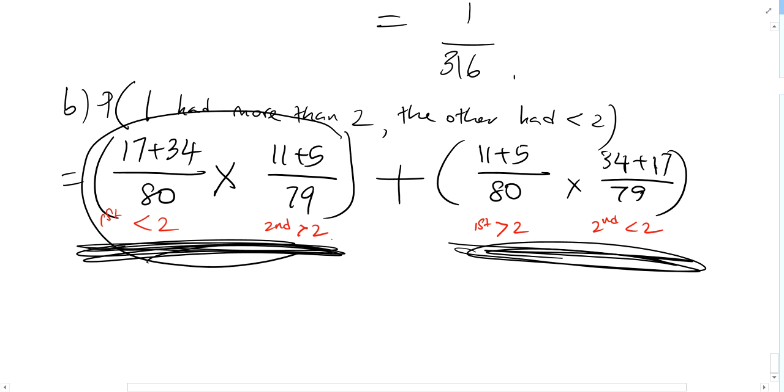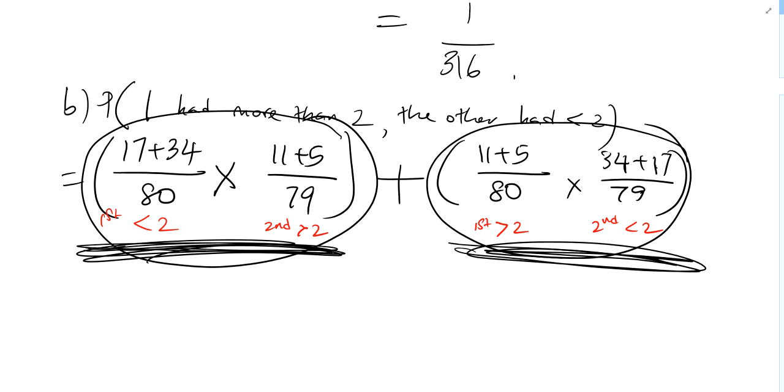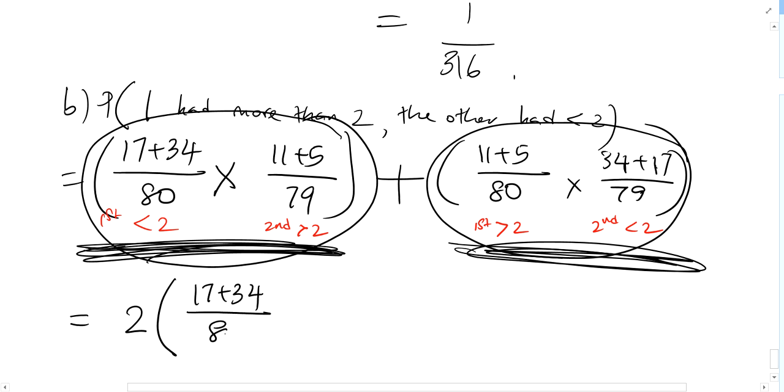Inside this bracket, the value, is it the same as the value inside here? Yes, they are. Can you see that, Sophia? Do you see inside these 2 brackets, the values are the same? Working different, but the final answer is the same, right? Because denominator times denominator, numerator times numerator, they are the same. So we simplify it to become 2 times of 17 plus 34 over 80 times 1 plus 5 over 79.